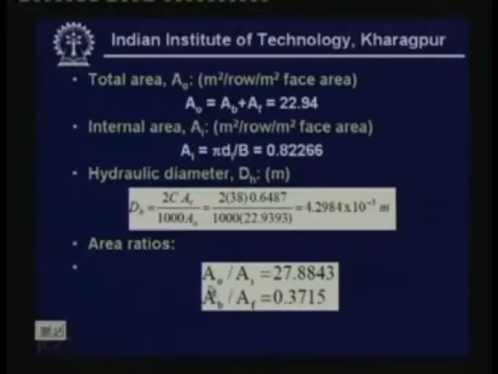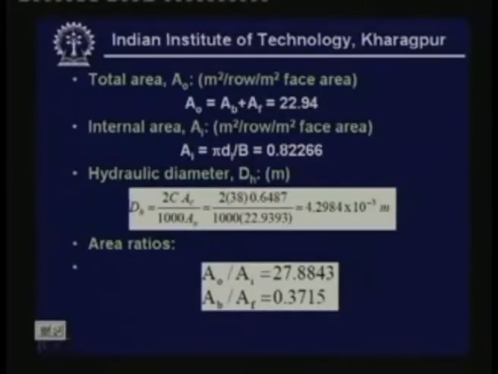Then total area A naught is nothing but AB plus AF, that is bare tube area plus fin area. That is found to be 22.94 meter square per row per meter square face area. And the internal area is AI, and the formula for AI is pi di by B, and this works out to be 0.82266 meter square per row per meter square face area.